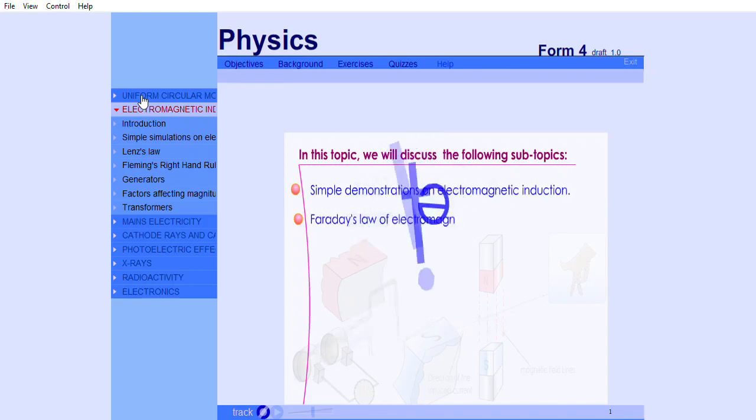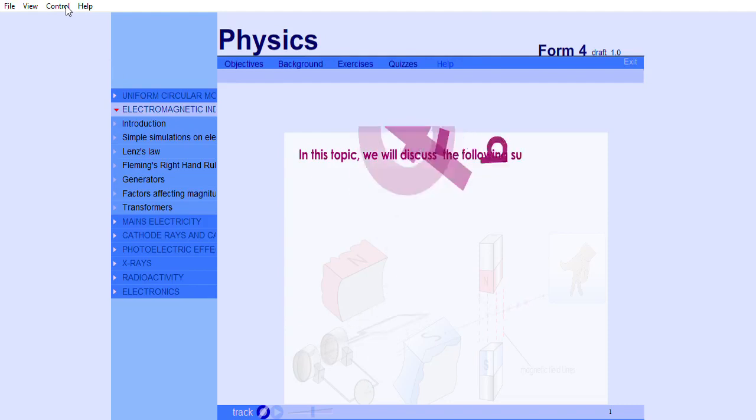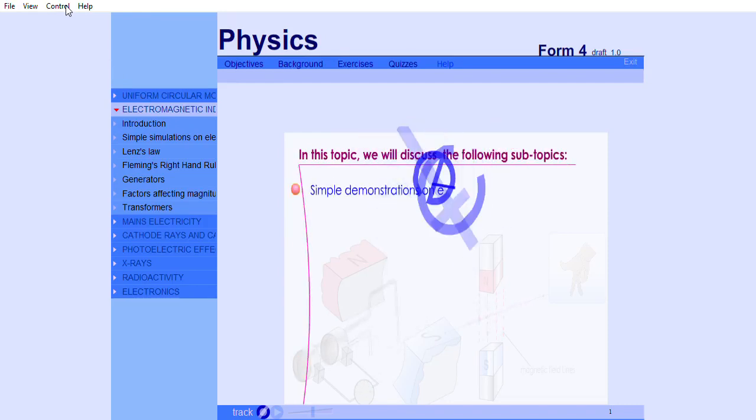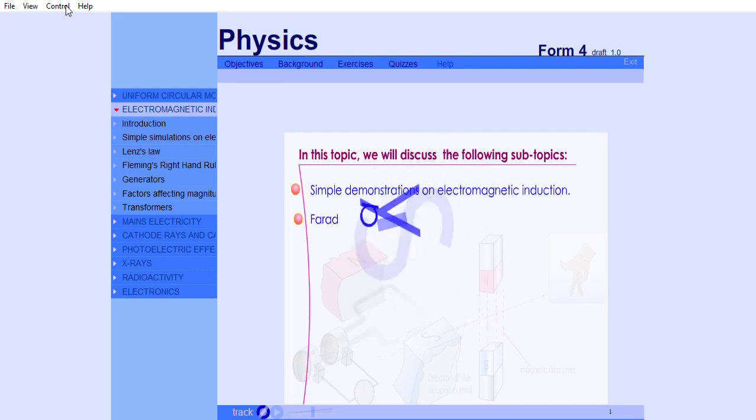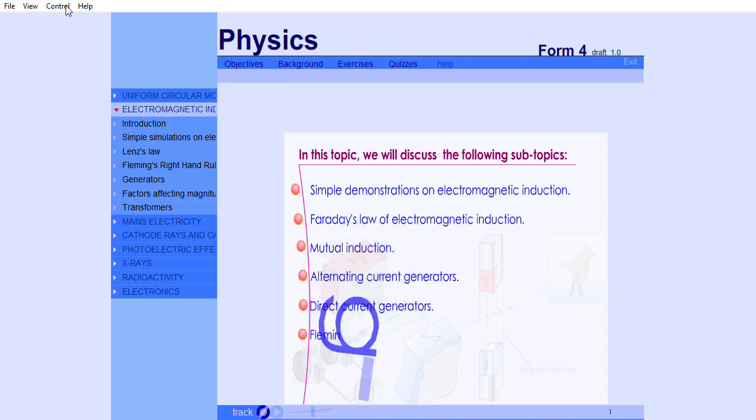Faraday's law of electromagnetic induction. In this topic, we will discuss the following subtopics: simple demonstrations on electromagnetic induction, Faraday's law of electromagnetic induction, mutual induction, alternating current generators, direct current generators, Fleming's right-hand rule, transformers, and application of electromagnetic induction.